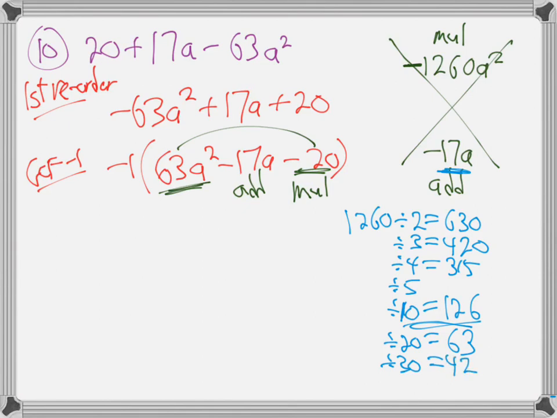Be 42. Oh, looks like I went past it. Do you see how I'm thinking? It's definitely a harder one. What do I mean I went past it? Well, what's the difference between 42 and 30? 12. That's smaller than 17.